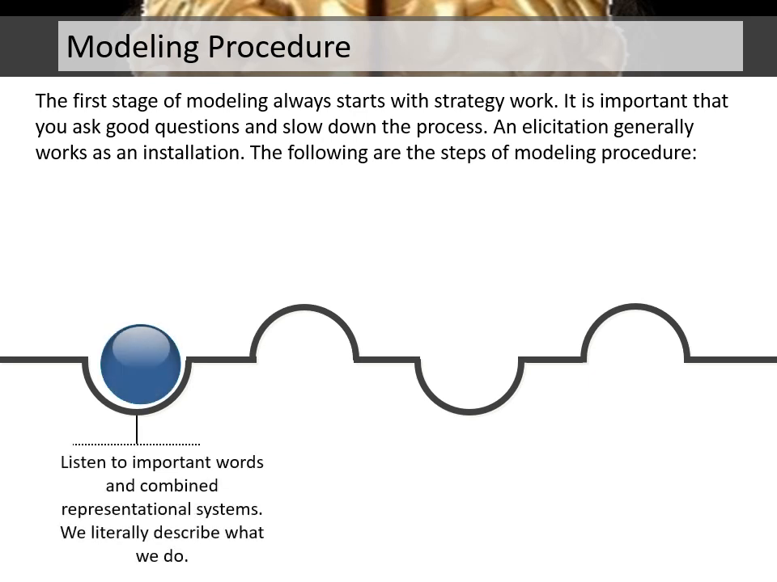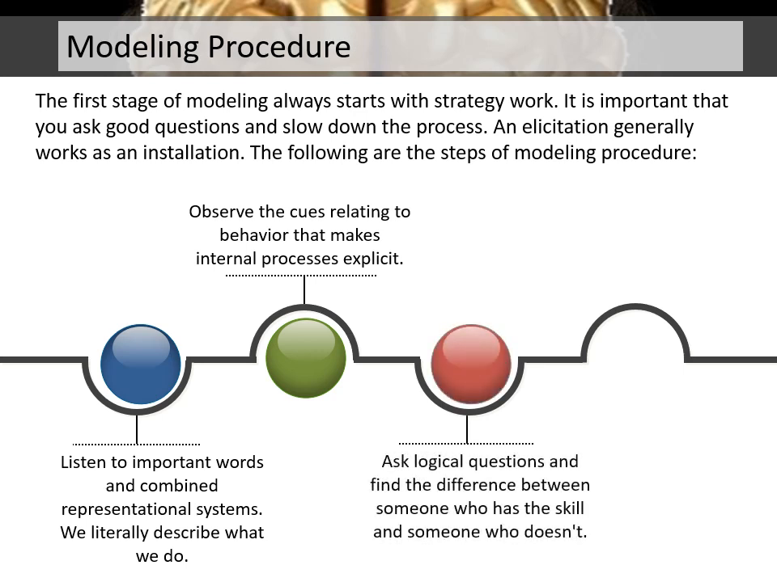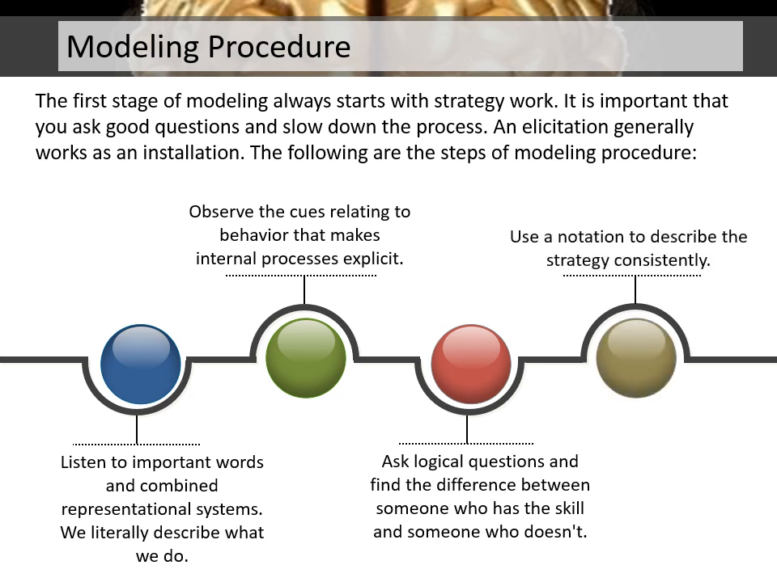Listen to important words and combine representational systems. We literally describe what we do. Observe the cues relating to behavior that makes internal processes explicit. Ask logical questions and find the difference between someone who has the skill and someone who doesn't. Use a notation to describe the strategy consistently.